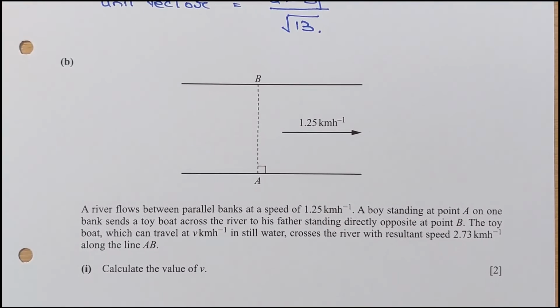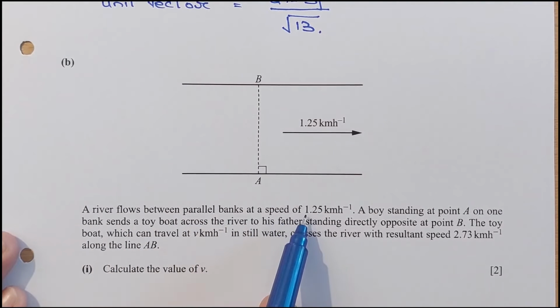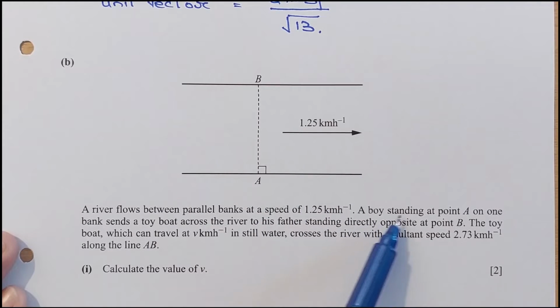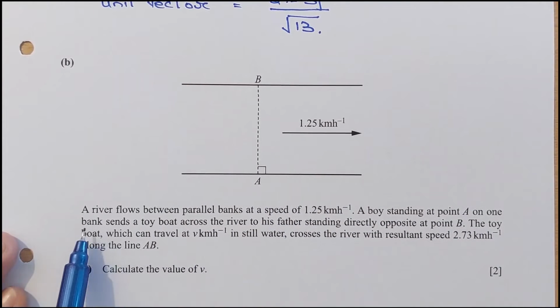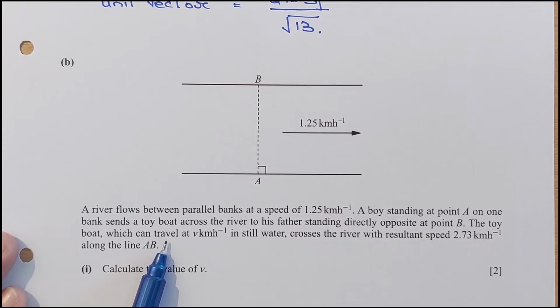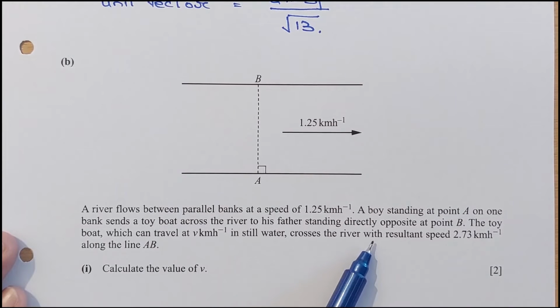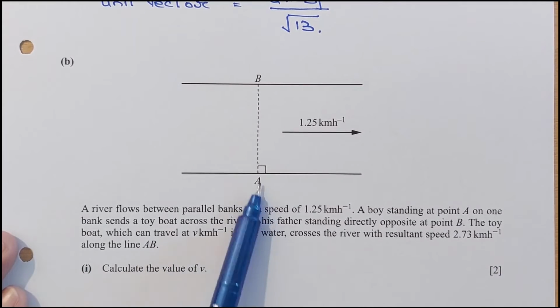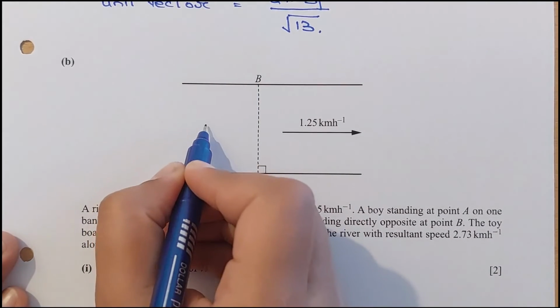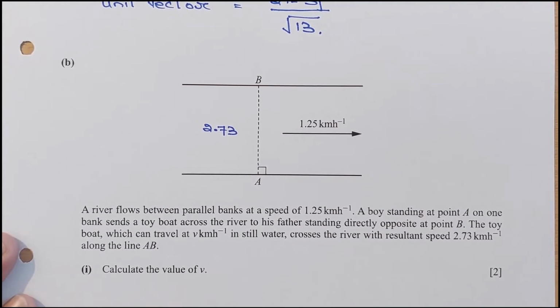Now for part B, a river flows between parallel banks at a speed of 1.25 km per hour. A boy standing at point A on one bank sends a toy boat across the river to his father standing directly opposite at point B. A toy boat which can travel at v km per hour in still water crosses the river with a resultant speed of 2.73 km per hour along the line AB. Along the line AB, we have been given the speed, 2.73 km per hour. First, calculate the value of v.